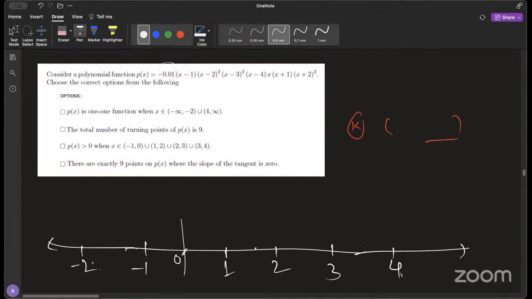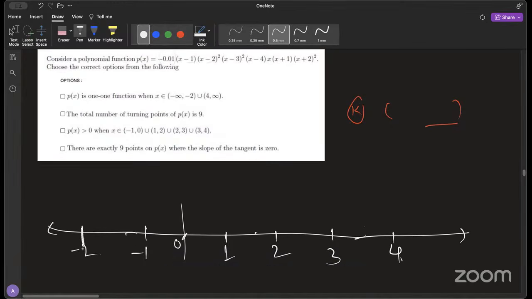Let's start with this. Can we determine the end behavior first? Is the end behavior this for -2? So we'll start from this side. You can start from either of the ends, this end or this end, your choice. We're starting with this end.